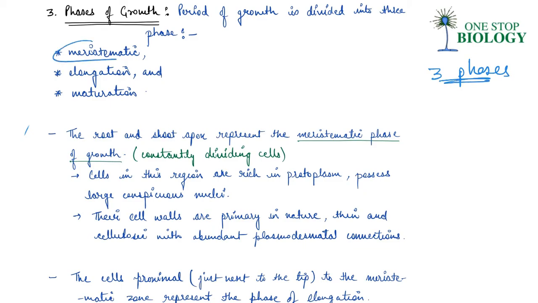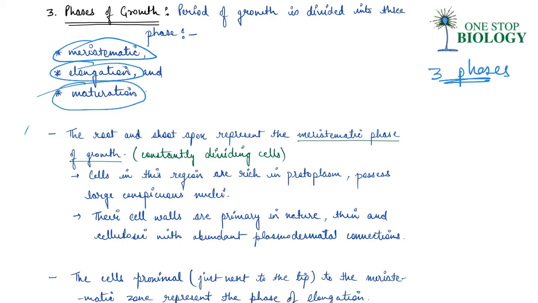The first one is meristematic, so meristematic growth, then the elongation phase, and then the maturation phase, right? Now let us understand this by looking at the root tip. Let's think about the root tip. There will be different phases, right? There will be a phase in the root tip where the cells are constantly dividing. Both the root and the shoot apex represent the meristematic phase of growth, the apex part where the cells are constantly dividing.